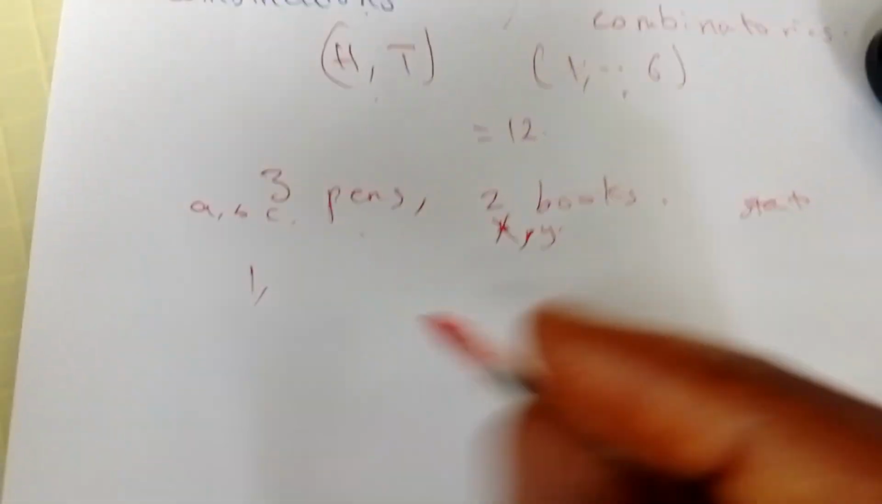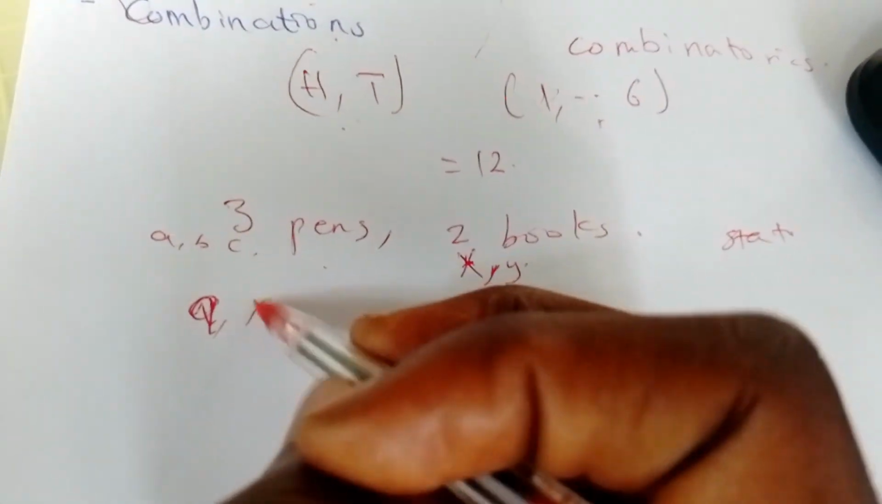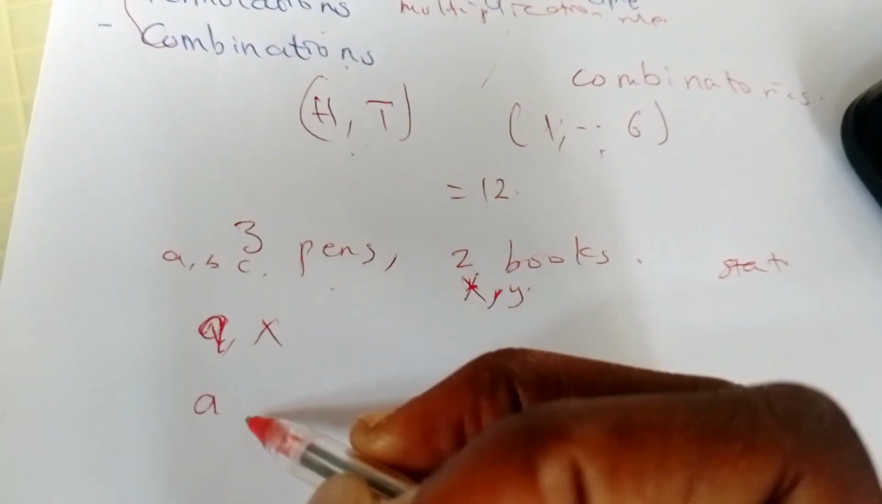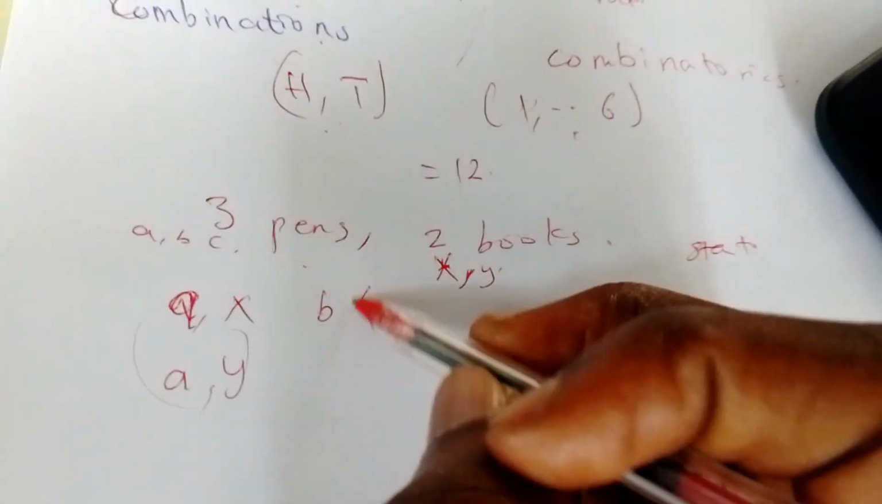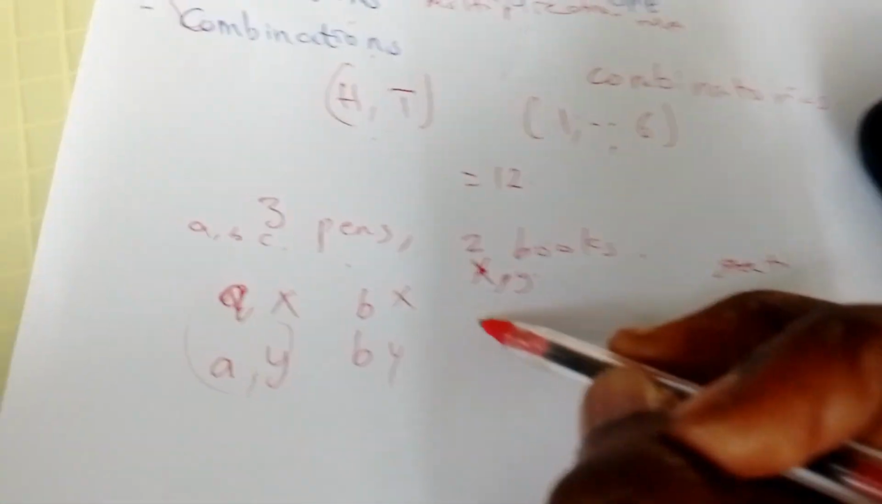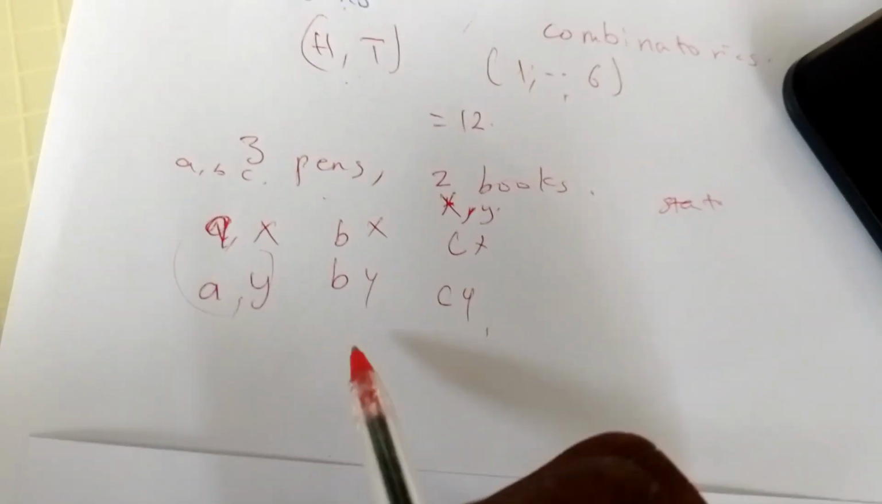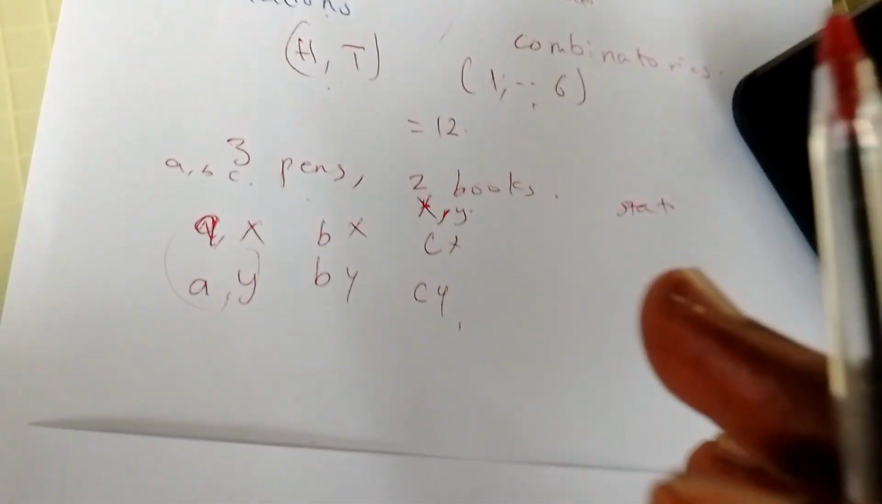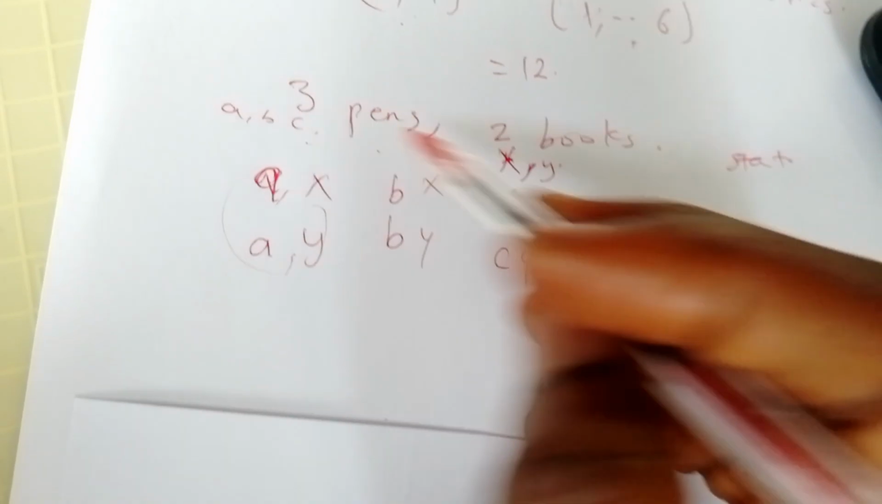So in multiplication, what you're simply trying to achieve is that you either pick pen A and book X, or pen A and book Y, or you don't pick pen A but you pick pen B, book X, pen B, book Y, or pen C, X, Y, in that order. By the end of the day you need 1 pen and 1 book for the program. So you have how many possibilities? 6. So it's just the product. I hope this makes sense.